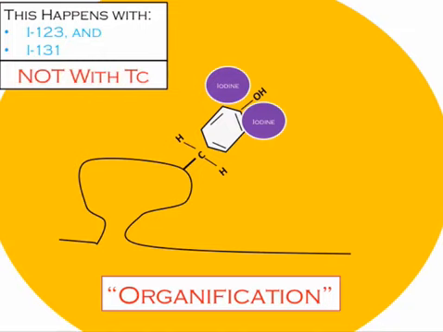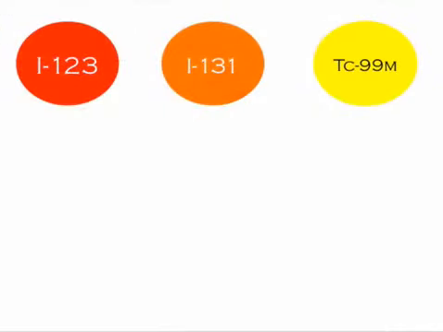But your body recognizes the iodine agents, iodine 123 and iodine 131, as being just like regular iodine. So that's why it's going to get organified. It's going to make a further step. So let's compare and contrast these things real fast.